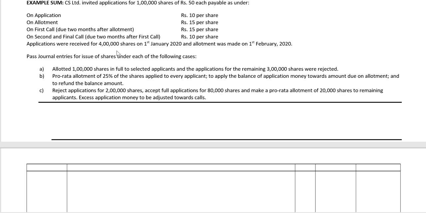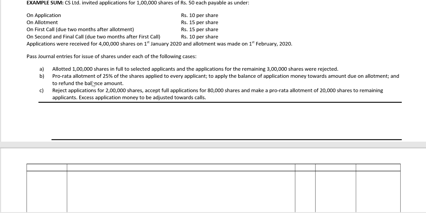Applications were received for 4 lakh shares on 1st January 2020 and allotment was made on 1st February 2020. We are asked to pass the journal entries for the issue of shares under each of the following cases. Case A says, allotted 1 lakh shares in full to the selected applicants and the applications for the remaining 3 lakh shares were rejected.